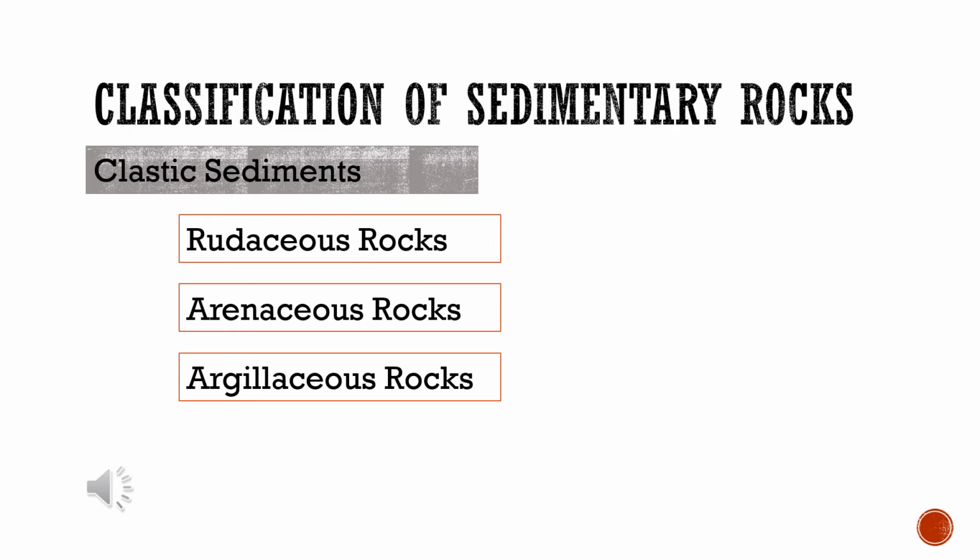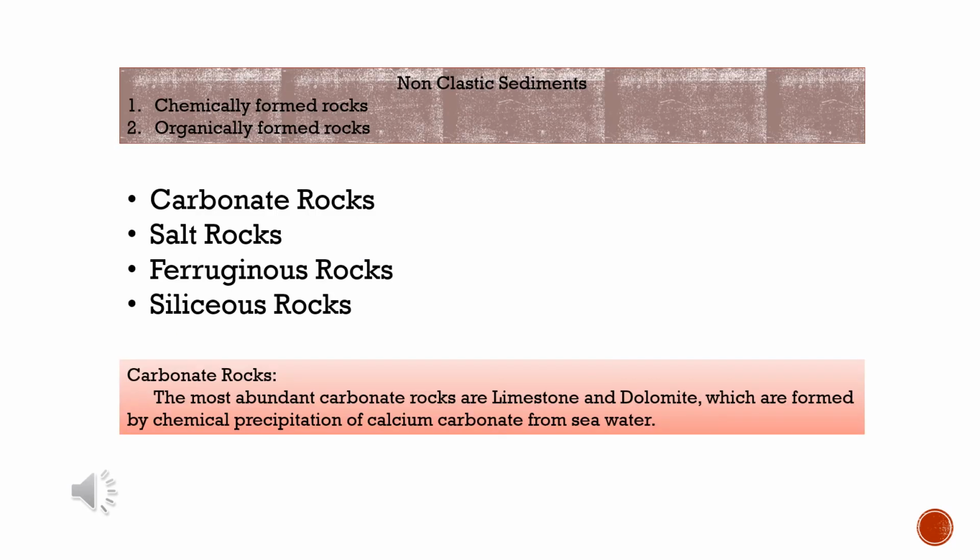And lastly, the argillaceous rocks. Argillaceous rocks are those rocks which are made up of the finest clay particles. Size of particles is less than 1 over 10 mm in diameter. An example of argillaceous rocks is shale. Non-clastic sediments, chemically formed rocks, organically formed rocks. Examples are carbonate rocks, salt rocks, ferruginous rocks, siliceous rocks.